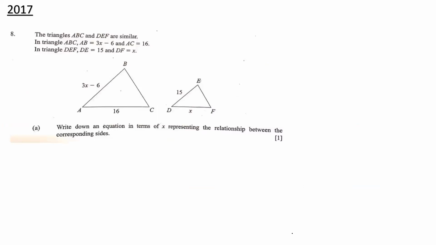All right, let's move on to question 2017. Here we have two triangles, and what's important to note is that they say triangle ABC and DEF are similar. And so when we're looking at similar triangles, there are some important properties that come into play. All right, we have that AB is 3x minus 6. We have that AC is 16. We have DE is equal to 15 and DF is equal to X, all right? And they say write down an equation in X representing the relationship between the corresponding sides.